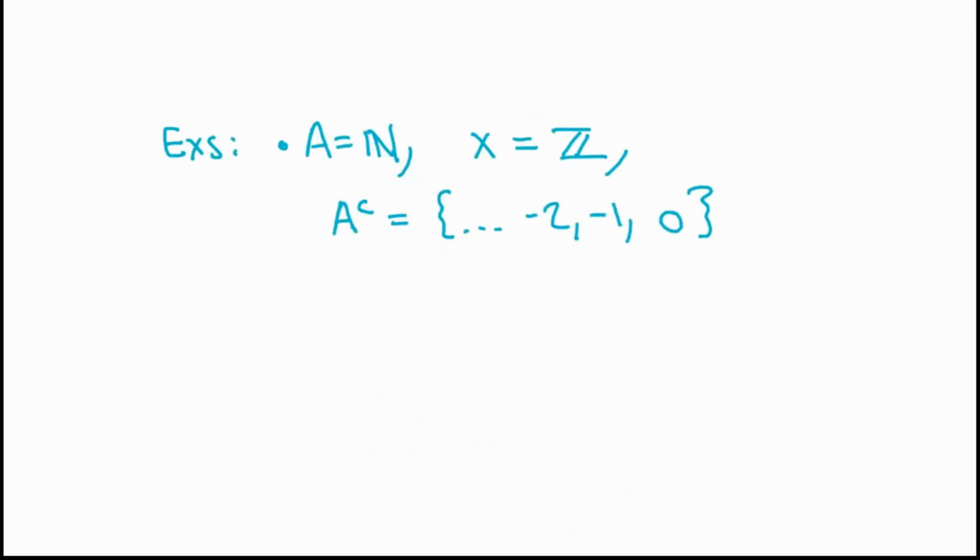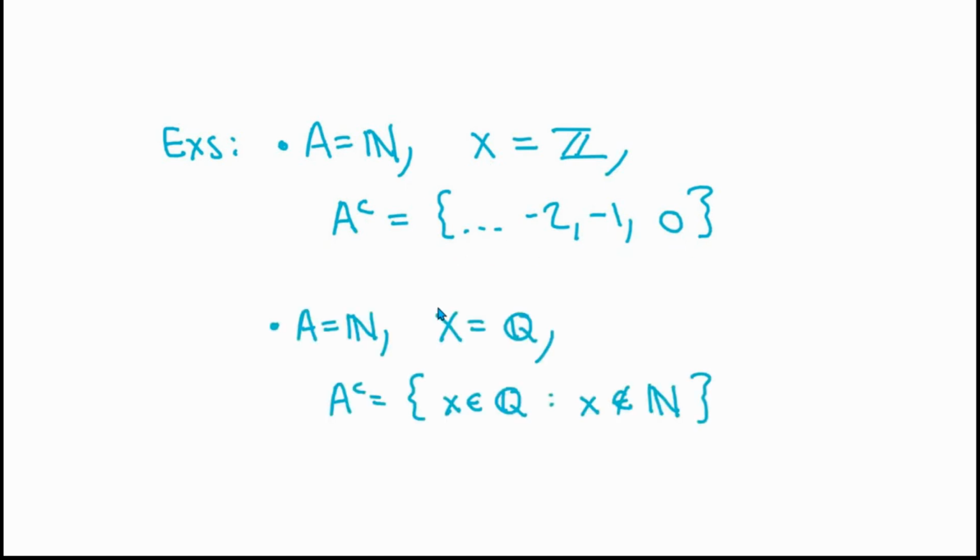Okay, now let me give you an example to make sure that you understand my comment from before. The natural numbers are a subset of the set of integers. So if I'm thinking about the set of integers as the universal set that the set of natural numbers lives inside of, then I would say that the complement of A in X is just the set of non-positive integers. On the other hand, if I'm thinking about the universal set in which the natural numbers live as being the set of rational numbers, then the complement of A in X would be the set of all rational numbers which are not natural numbers.